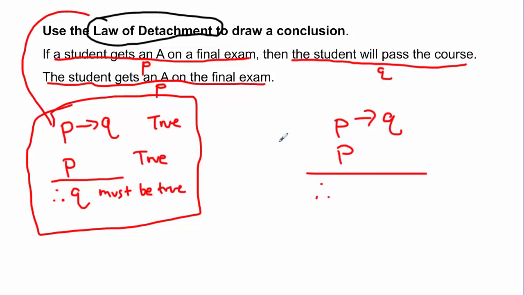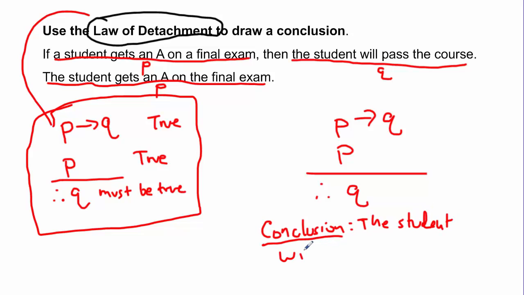So based on this setup, does that match up with the setup for the law of detachment? Yep, it does, because since I know the student gets an A, then I know for a fact that Q has to be true. So what is my conclusion? They said use the law of detachment to draw a conclusion. Well, my conclusion is Q. And what is Q? Q is the student will pass the course. So my conclusion would be the student will pass the course.